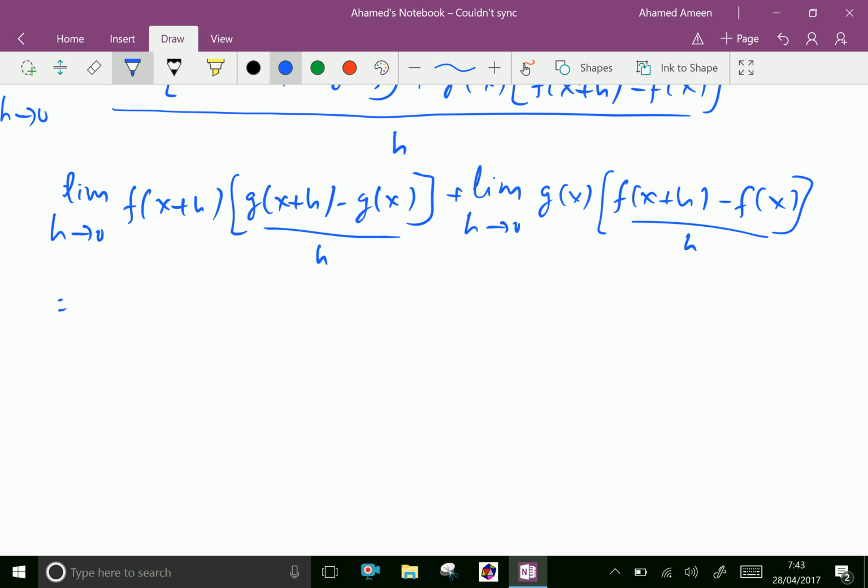Now by applying the limit as h tends to 0, f(x) times [g(x+h) minus g(x)] over h gives the differentiation of the function g, that is g'(x), plus the limit as h tends to 0. g(x) is not affected because there is no h in g here, therefore write that one as g(x), times the limit as h tends to 0 of [f(x+h) minus f(x)] over h, which gives f'(x).